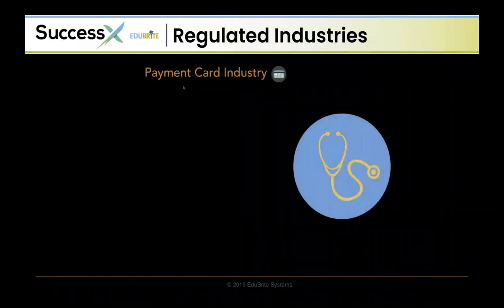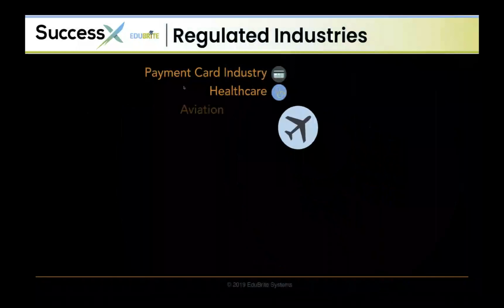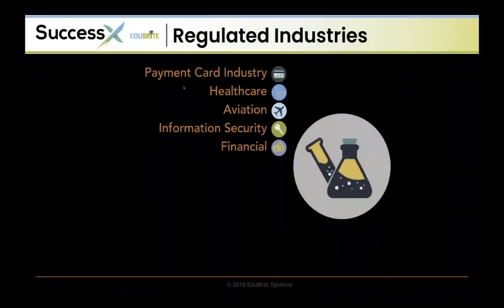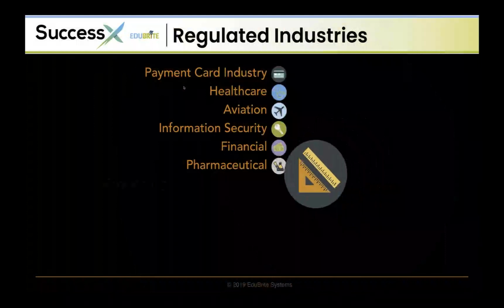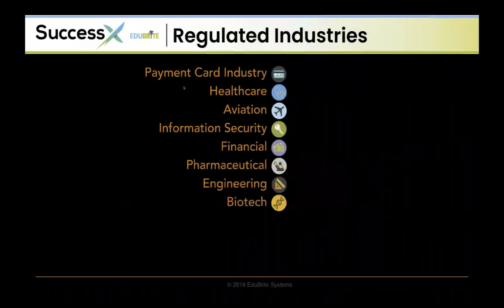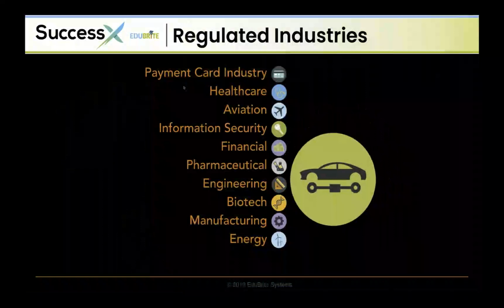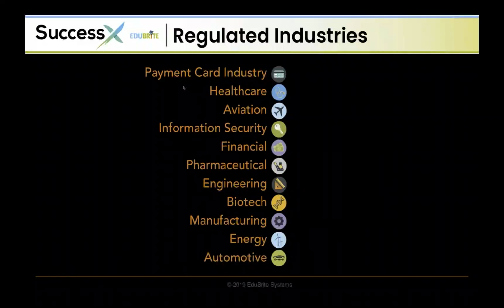Industries such as the payment card industry, healthcare, aviation, information security, financial, pharmaceutical, engineering, biotech, manufacturers, energy, and many other industries are all required to deliver mandatory compliance training and be ready to verify its completion for auditors at any time. This is in addition to more typical HR-related compliance requirements of companies in general.